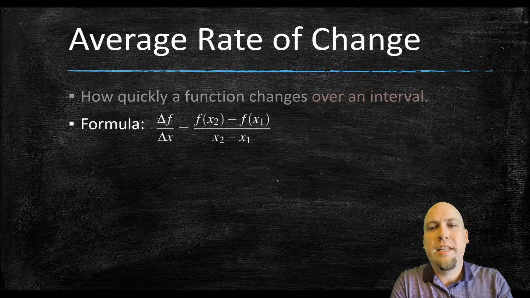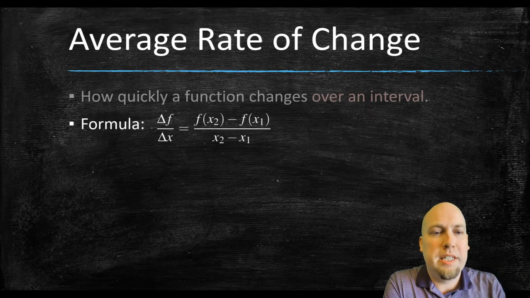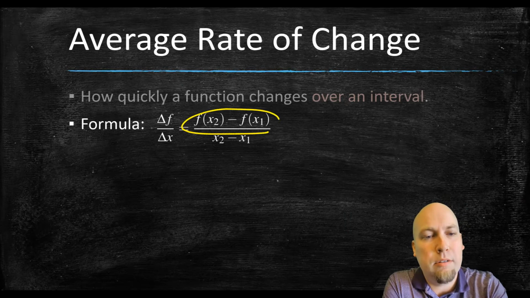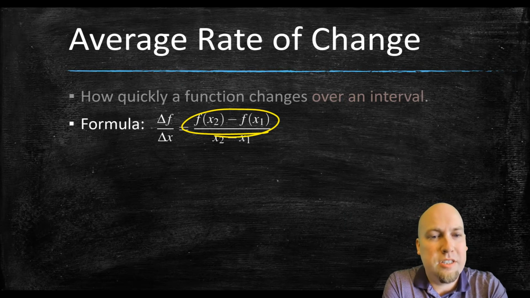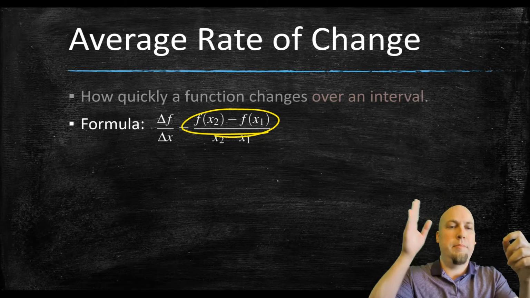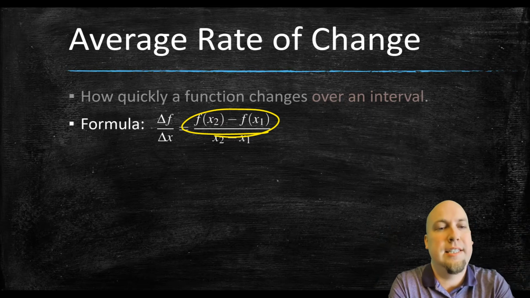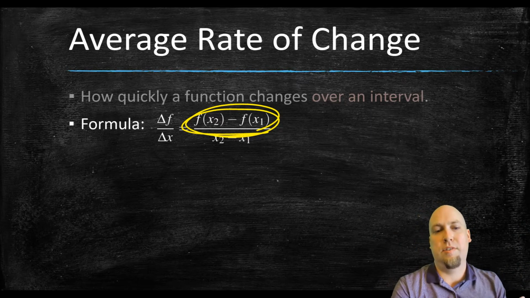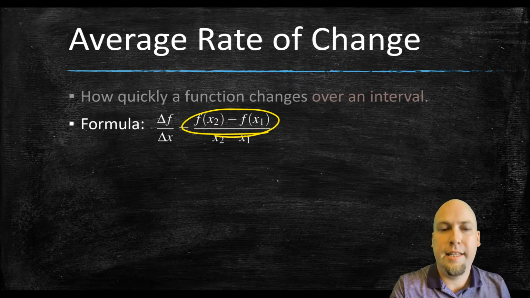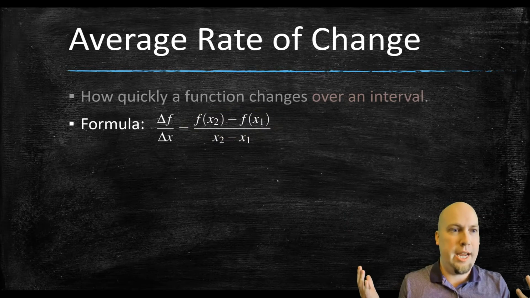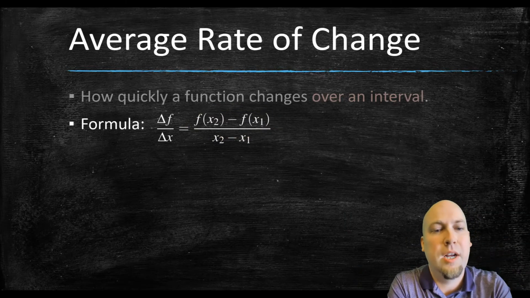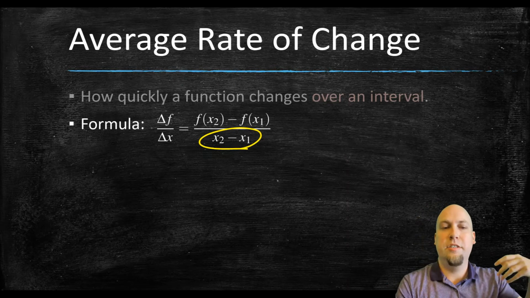The way that you compute the average rate of change over some interval is you compute rise over run. The top here is just how much the y value changes from x1 over to x2. It's the difference in the y value, so that's the rise over that interval. And then the run is how much x changed from x1 over to x2, so it's x2 minus x1. That's your difference in x values.